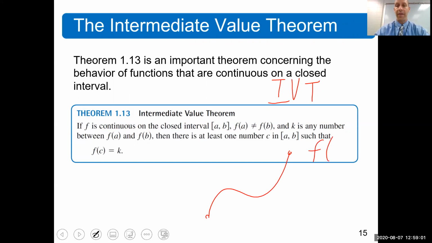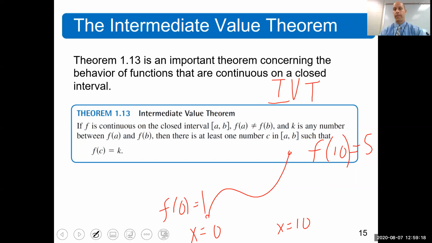And let's say this over here is x equals 10, and this over here is x equals 0. Let's say f of 10 is, I don't know, 5. And over here, let's say f of 0 is 1. So this point over here is at (0, 1), and this point over here is at (10, 5).